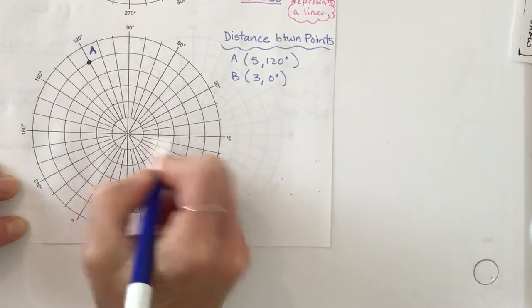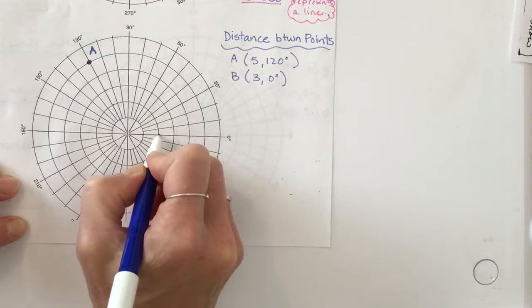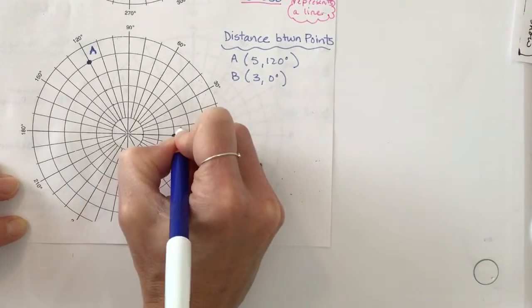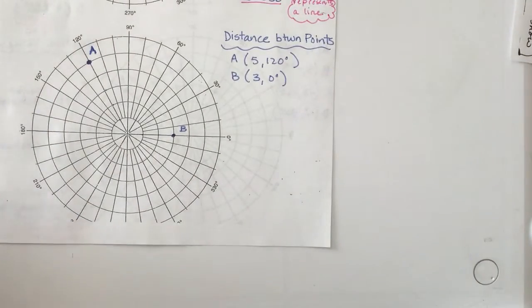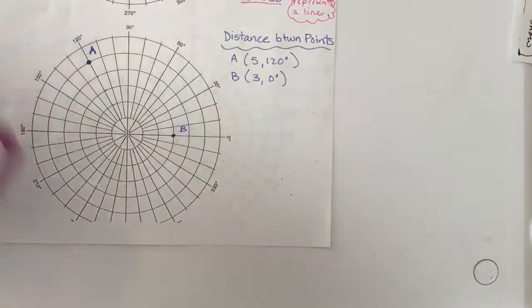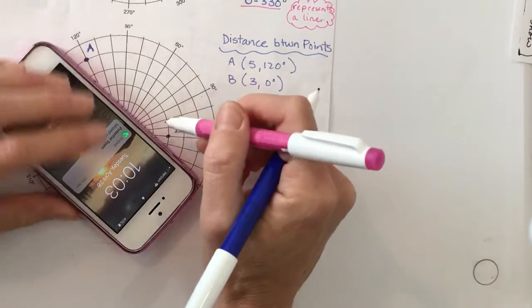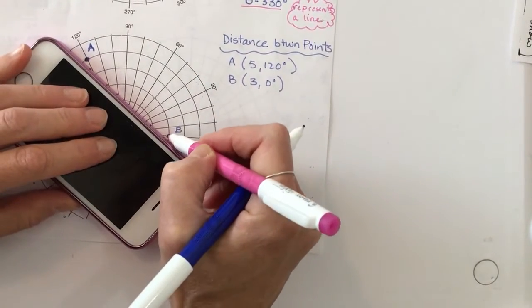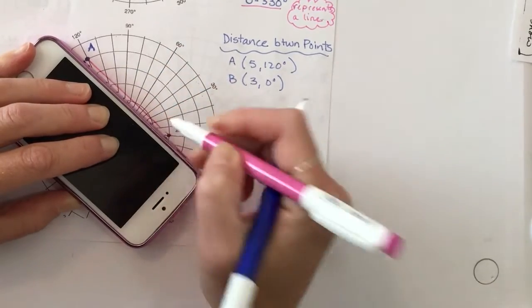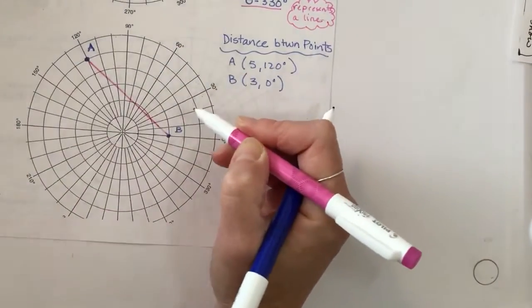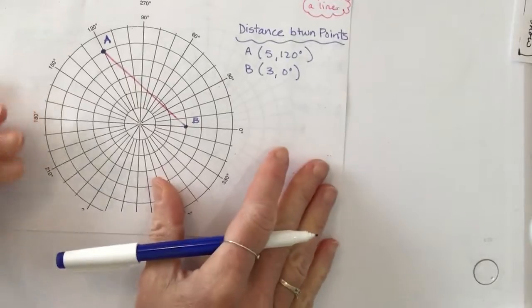And then my B value was right here on 0. So it's 1, 2, 3. And we want to find this distance. Oh, I don't have a straight edge. I'm going to use my phone here. I should have a straight edge handy, and I don't. Okay, so that distance there, that's what I want to find. I'm going to call that distance AB.